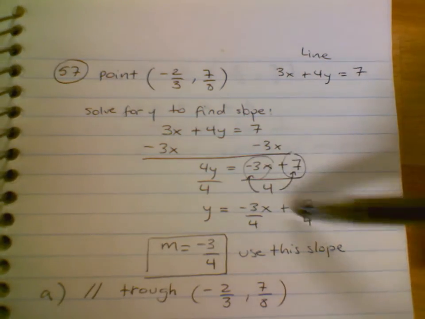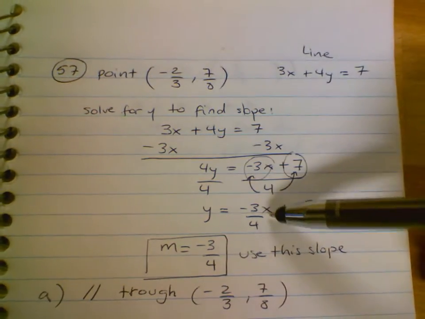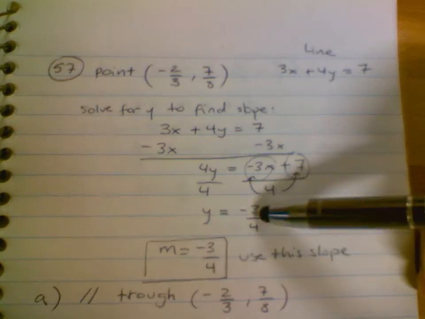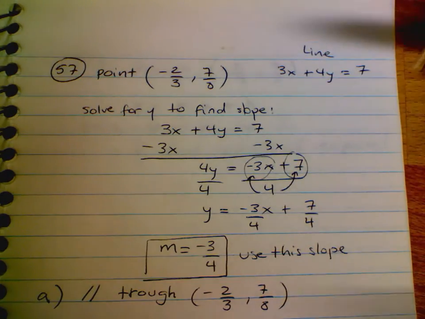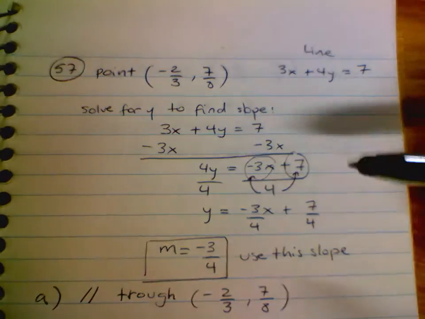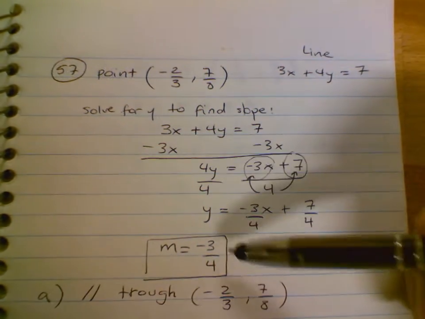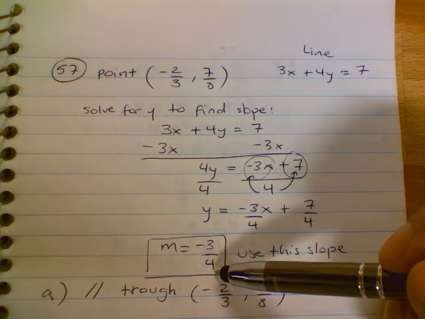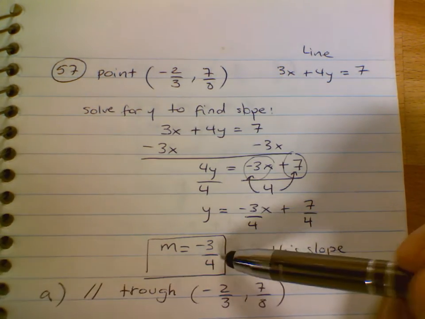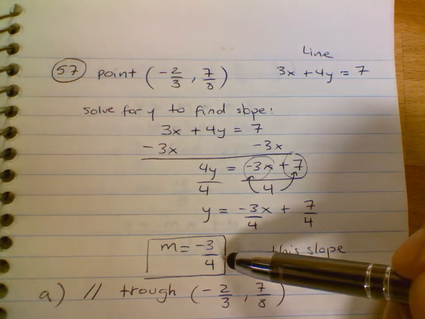That's why, if I'm writing this equation in slope-intercept form, the slope would be negative 3/4 and the y-intercept would be 7/4 rather than just simply 7. But this one doesn't count, so I'm not going to pay attention to it. The slope is negative 3/4. Since you're asked to write a parallel line to this one, this is the slope that we're going to use.